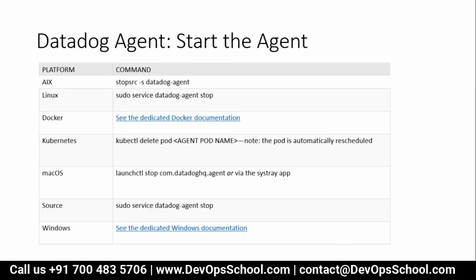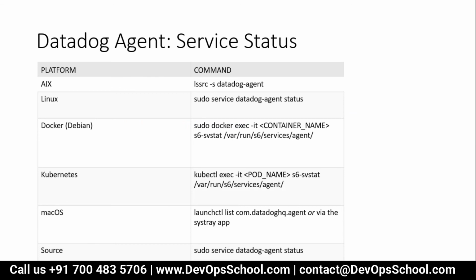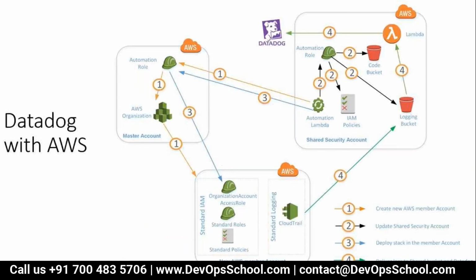Now, how to start the agent? Different command lines are there for starting the agent. You see that in AIX you have a different command, Linux you have different, Docker we have different, Kubernetes we have different, Mac we have different commands. Stopping the commands also are different. If you want to check the service status, you have different commands here. If you want to check the agent status, you have a different command for that. That's all.